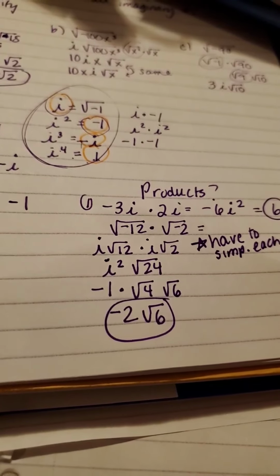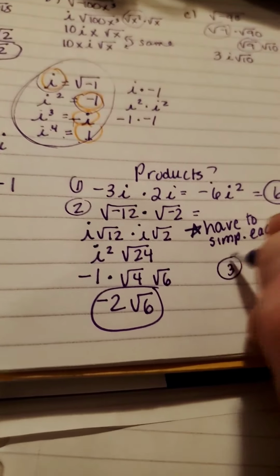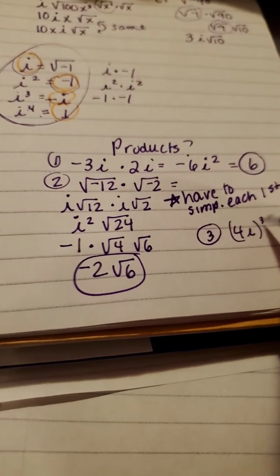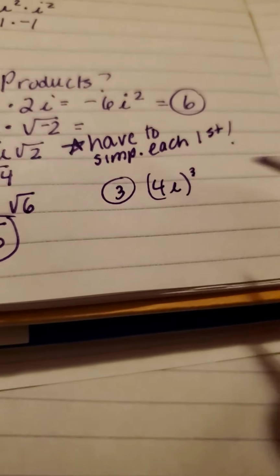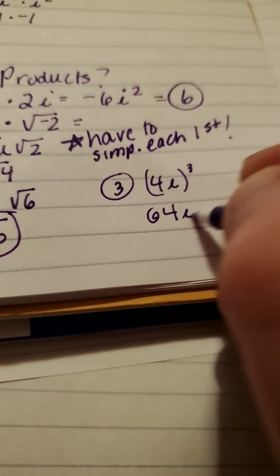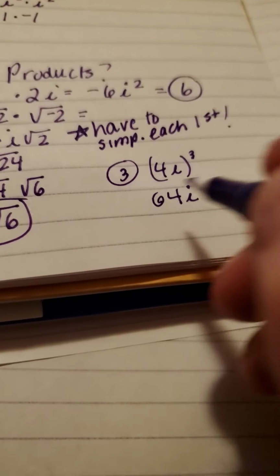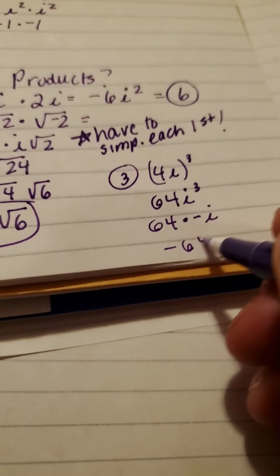I'm trying to number these here. Sorry about that. And this was the third one. If I had 4i all cubed, I'd get 64i cubed, and I know i cubed equals negative i. So I would get negative 64i.